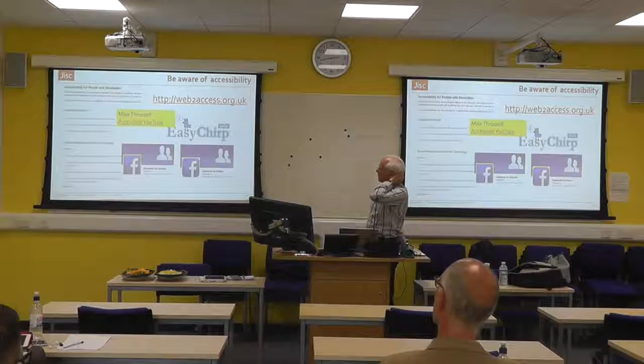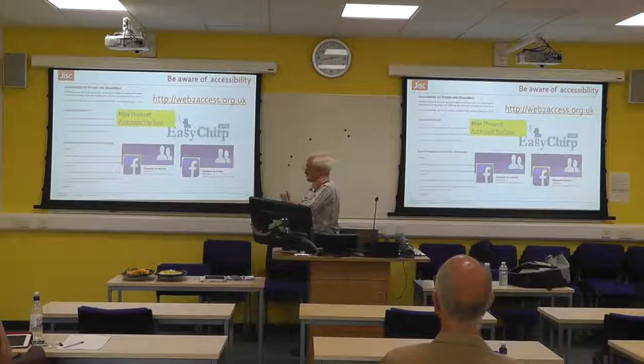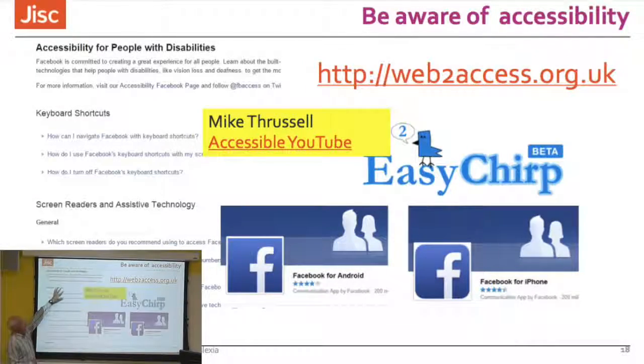Accessibility is, as we've suggested already, potentially an issue. Facebook's got some really good accessibility guidance, various keyboard shortcuts for people either with motor difficulties or non-mouse users, like screen reader users, and a whole section on using Facebook with screen readers and assistive technology. Facebook for Android and Facebook for iPhone are particularly accessible because they lock into the inbuilt text-to-speech on those devices. EasyChirp is an accessible Twitter, there's an accessible YouTube, and we talked already about Web 2 access.